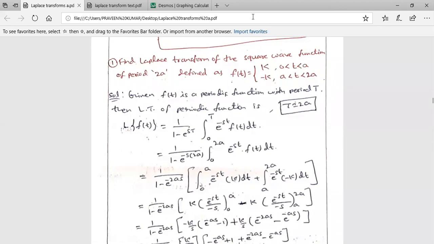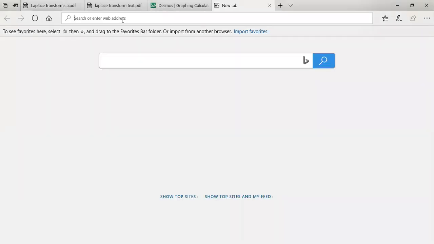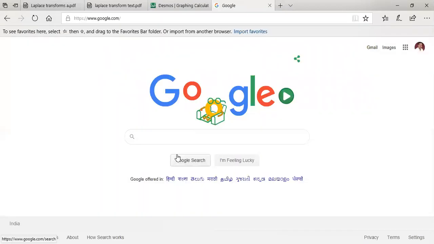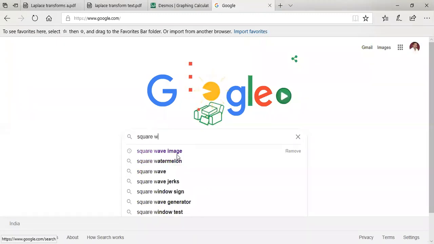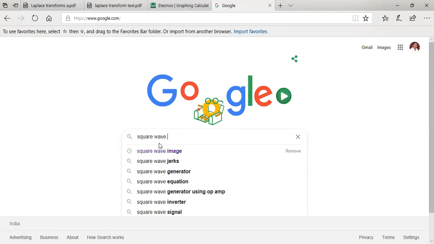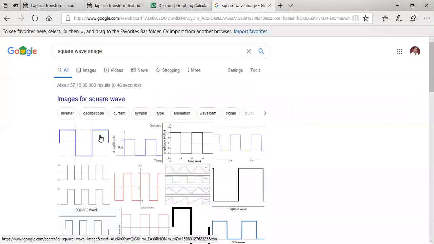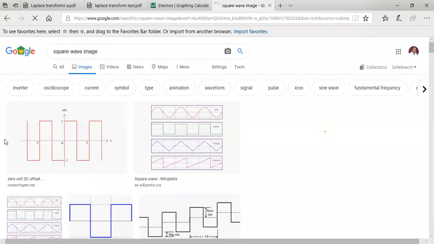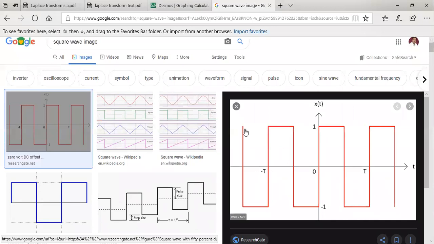If you want to see what the square wave function is, I'm googling it. Square wave function image, like this. I'm taking one of the images of this. Look here. It moves like a square. The length over which it repeats is what we call the period.